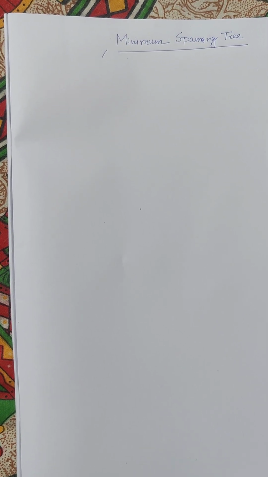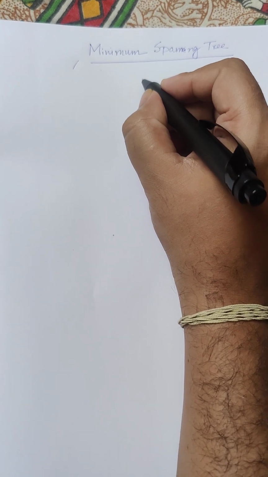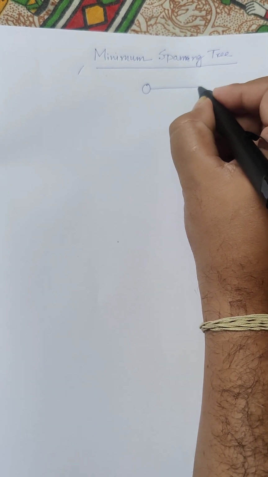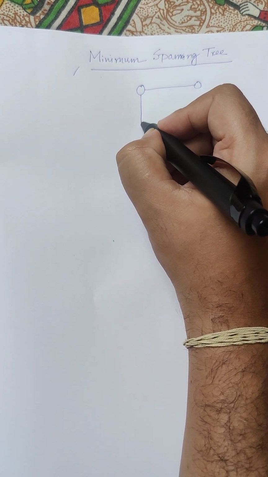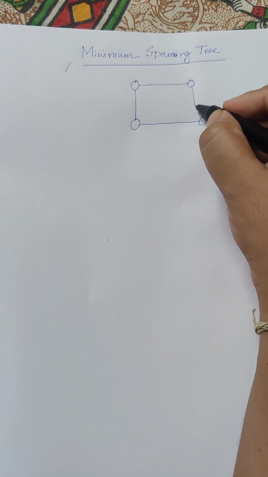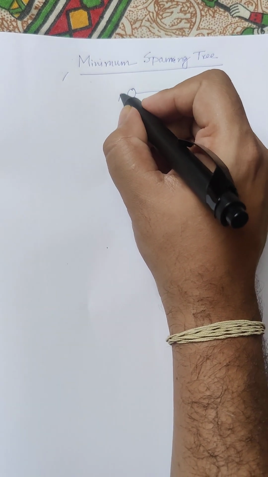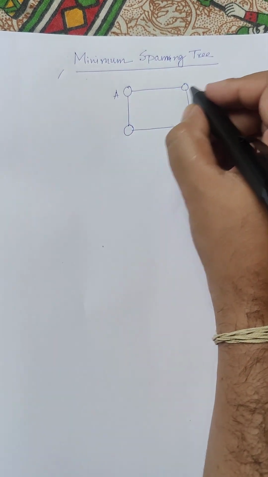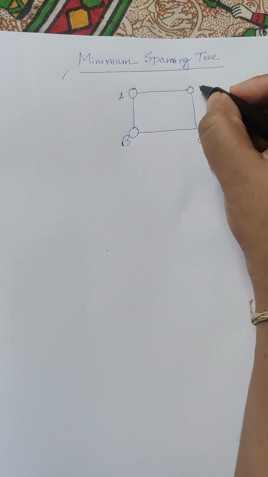Hello guys, so today we will be discussing the minimum spanning tree problem. So let's try to make a simple diagram first. Suppose we have a few stations, so these are the stations, okay, and there are a few distances between these stations. Let's name the stations. Suppose this is station A, B, C and D.